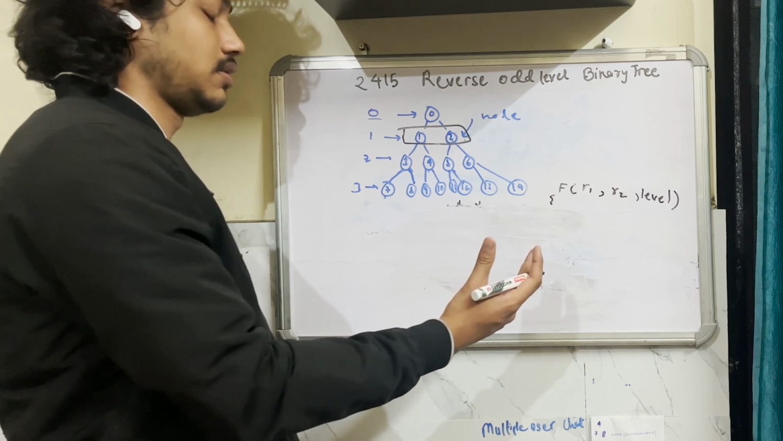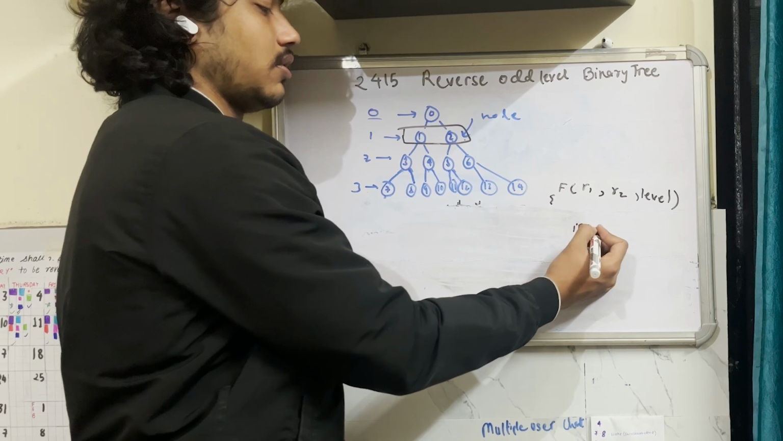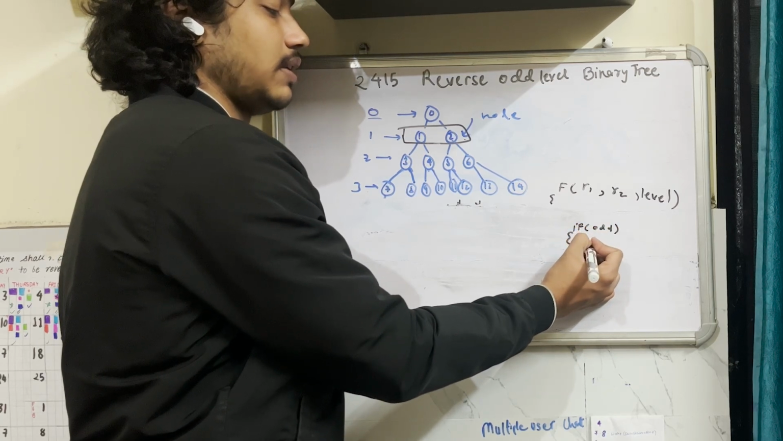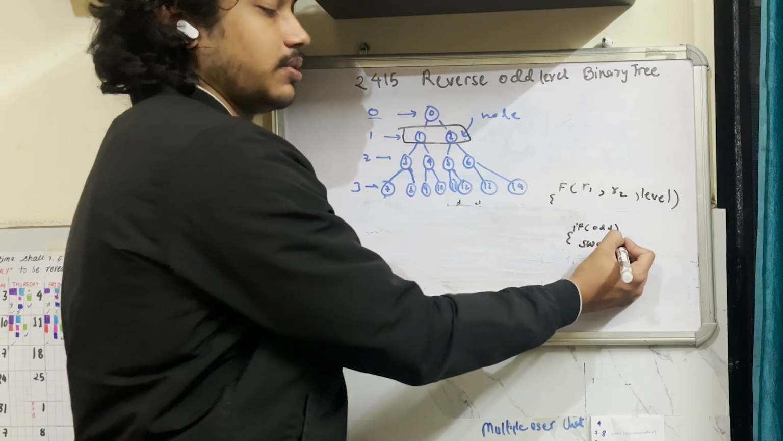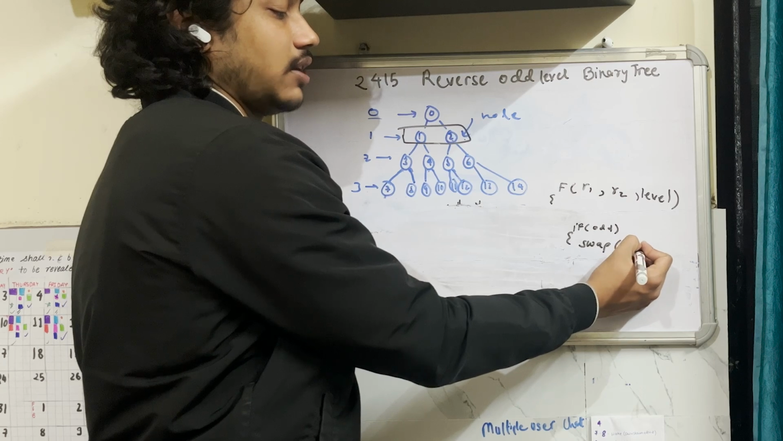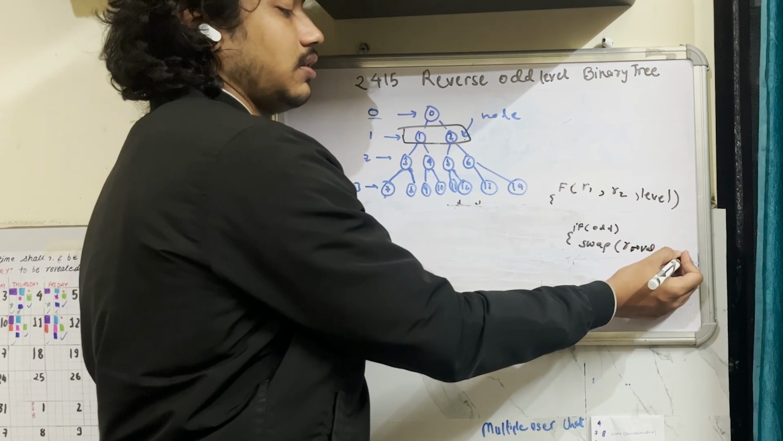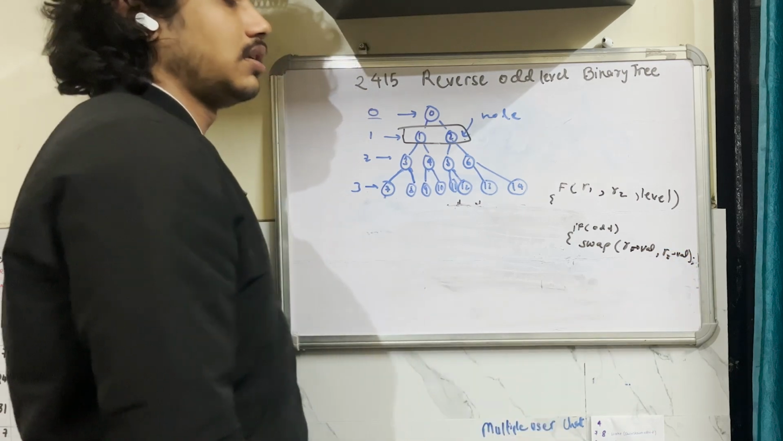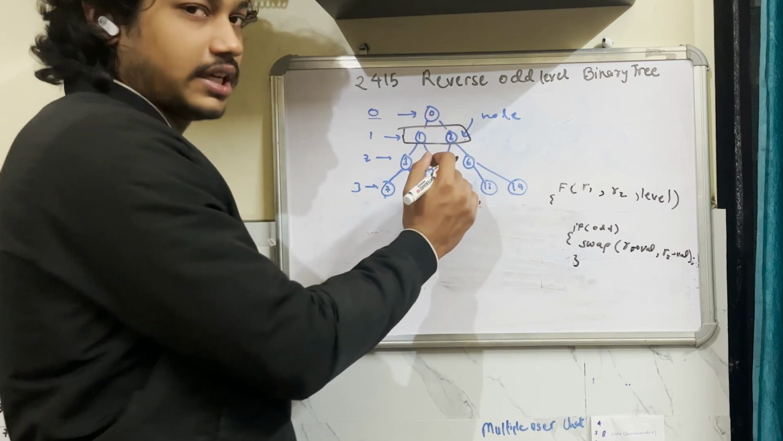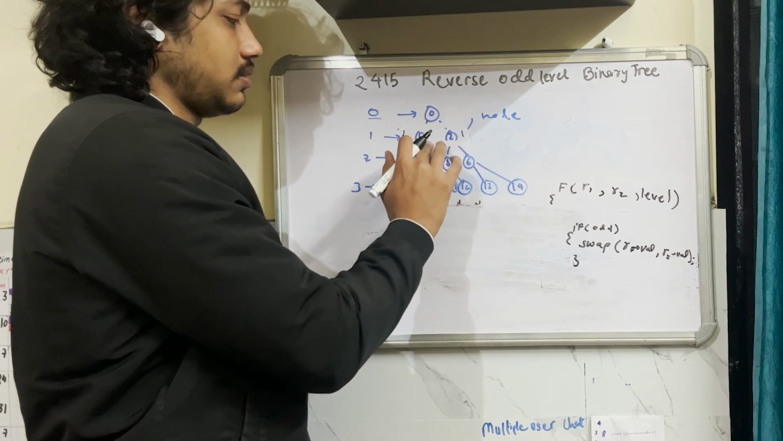Firstly, let me write, if you are on an odd level, you want to swap the values. How will you swap? You'll simply use the swap function. I'll just use arrow here, r1 arrow val, r2 arrow val. Okay, you're swapping. After swapping, you are going next, like let me run this.